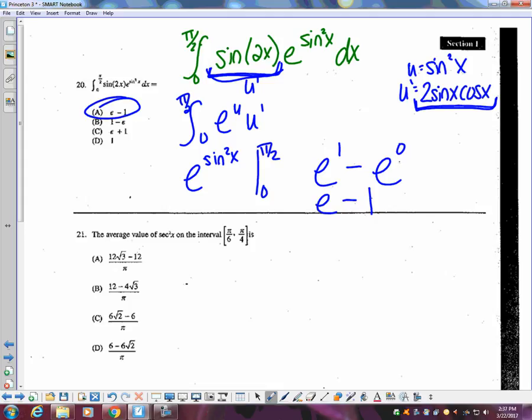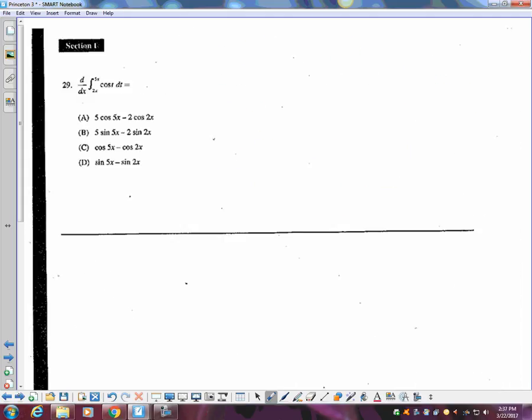Okay, 29. Okay, now pay attention to what it's asking. This is the integral, but it's asking for the derivative of the integral. So this is that really, really easy one where you just plug the top number in for your variable and then multiply by the derivative. Those have to start at 0, and this guy doesn't start at 0.